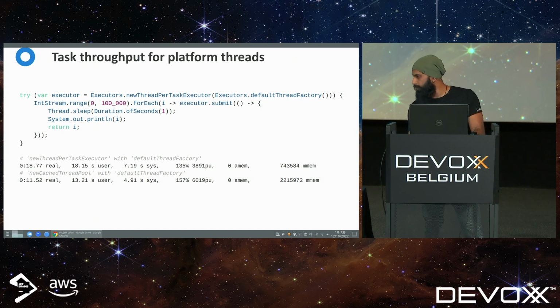So again, it is using the default thread factory, which uses the thread group. The APIs in JDK 19 are already retrofitted to auto close when you are in a try with resource block and everything. So we don't have to close them manually or anything. So let's try to run it.